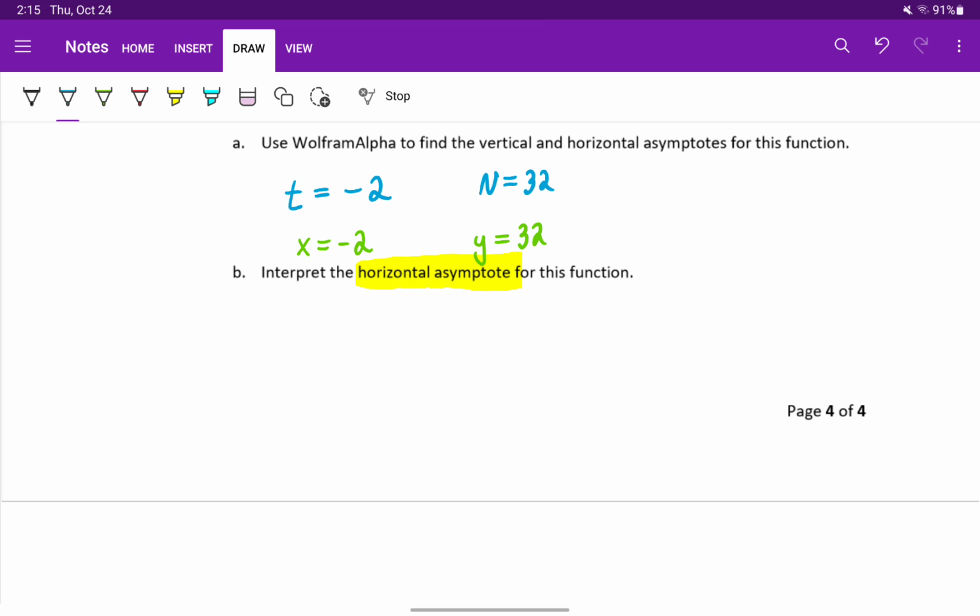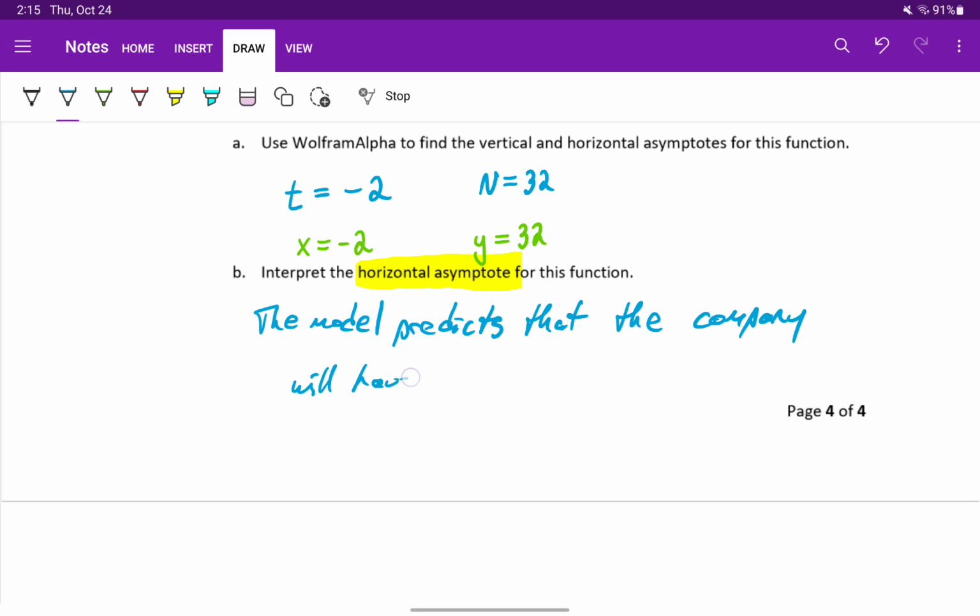But we can interpret that y asymptote and say the model predicts that the company will have a maximum of 32 employees.